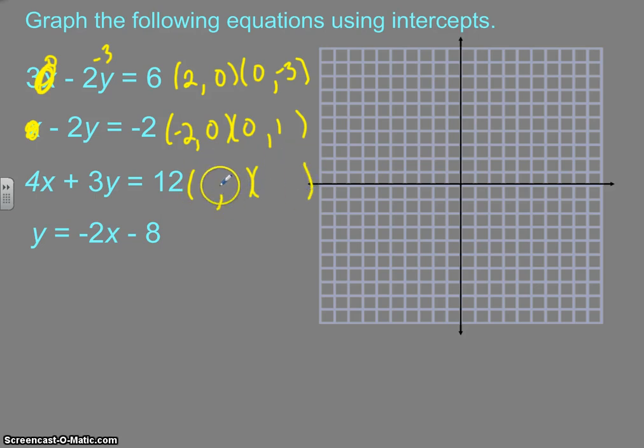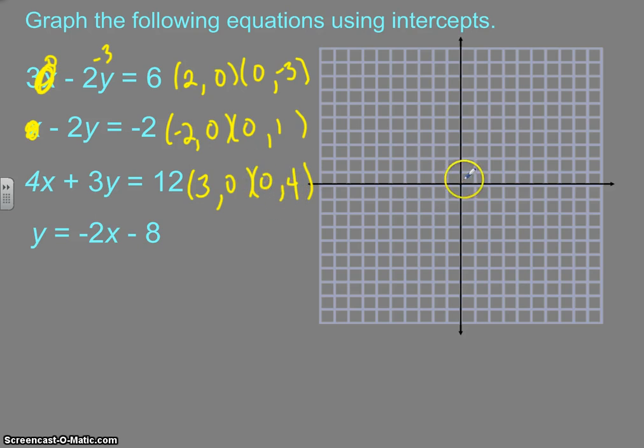Our first point is the x-intercept, so y is 0. Our second point is the y-intercept, so x is 0. I'm going to plug y equals 0 here. 3 times 0 is 0. 4x equals 12, so x has to be 3. If y is 0, x has to be 3 for this statement to be true. Okay, now if x is 0, I've got 3y equals 12, y is 4.